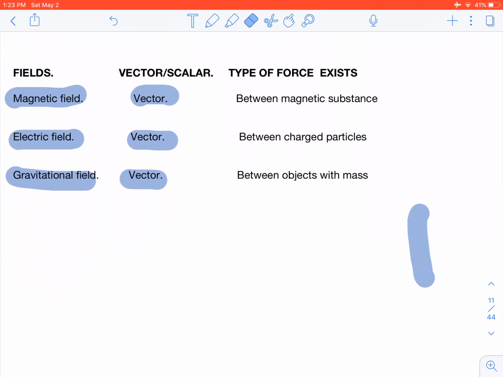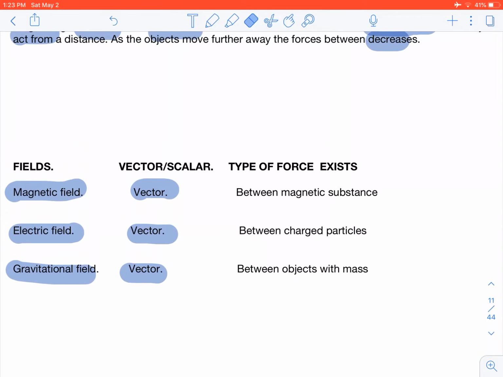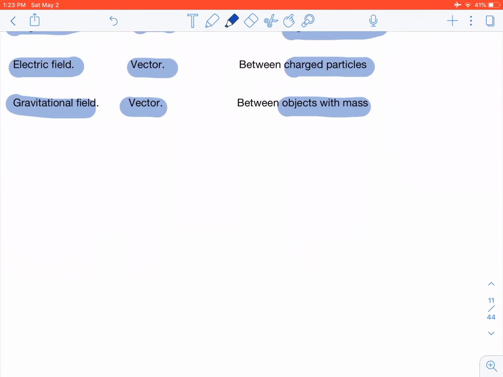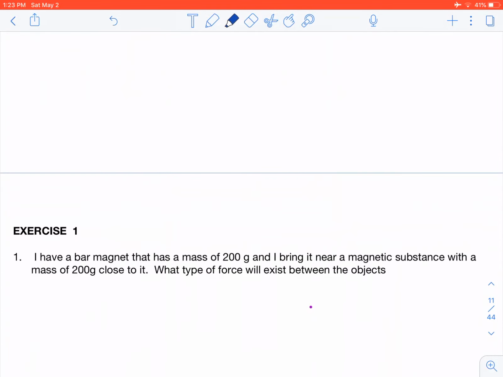And then we also have the types of force that exist. A force exists between a magnetic substance, between a charged particle, and between objects that have mass. Now, say I have a bar magnet that has a mass of 200 grams and I bring it near a magnetic substance with a mass of 200 grams close to it. What type of force will exist between the objects?